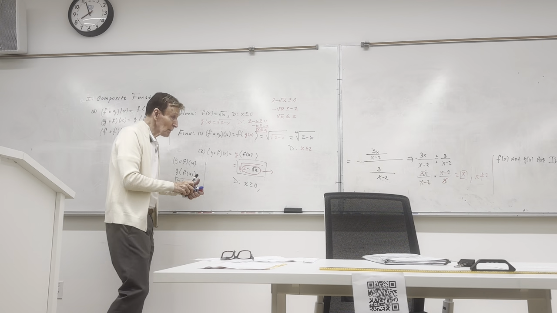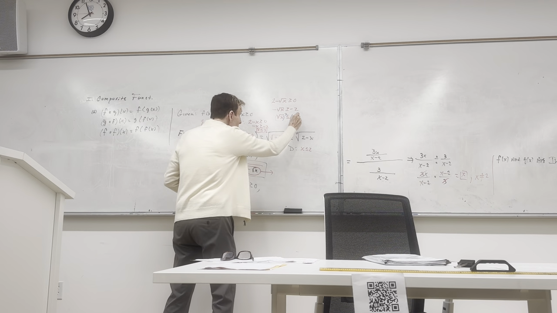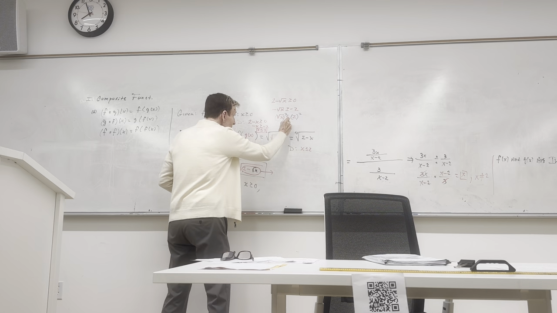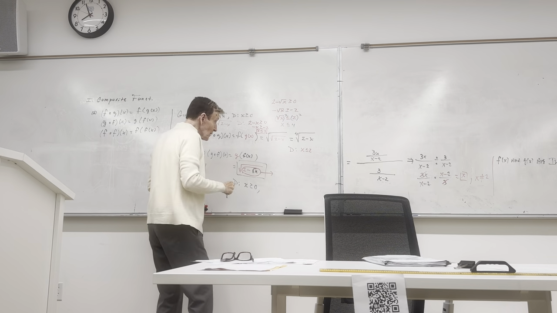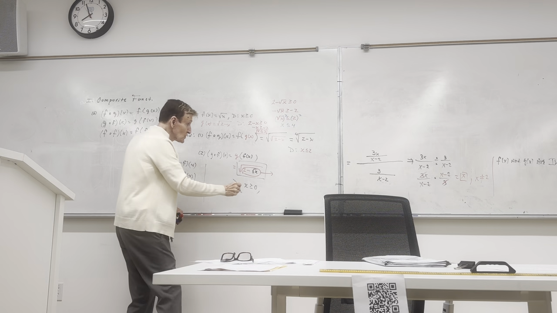Square both sides. Watch what's going to happen. You're going to end up with x is less than or equal to what? 4. Already we said x must be greater than or equal to 0. So we got another restriction.